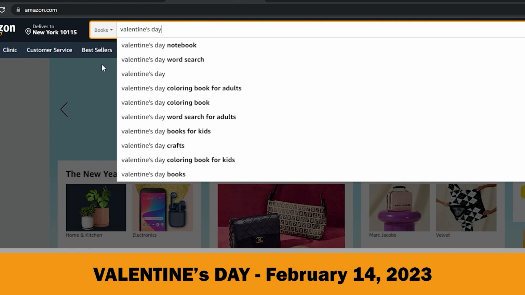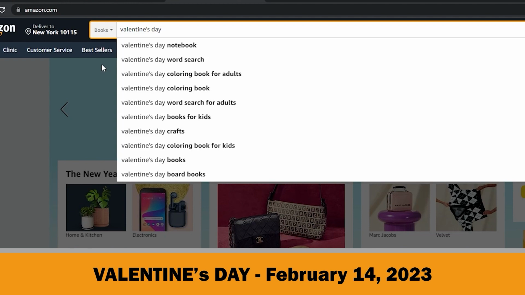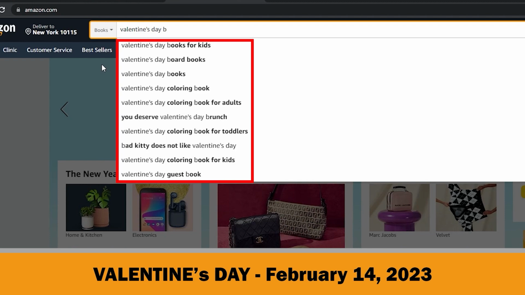Okay, so let's start with the letter A. Type Valentine's Day space A. Take a screenshot and record the new suggested keywords. Continue with the letter B. Type Valentine's Day space B. Take a screenshot and record the related keywords. Continue to do the alphabetical search by adding each letter to the end of this keyword phrase to see if you can find any long-tail keywords.